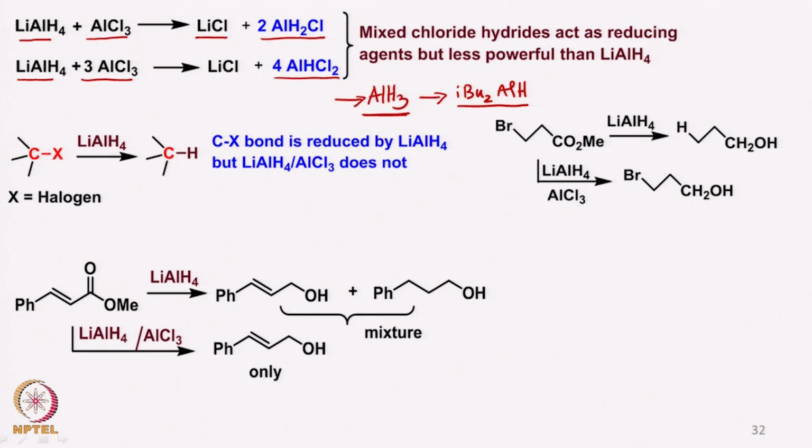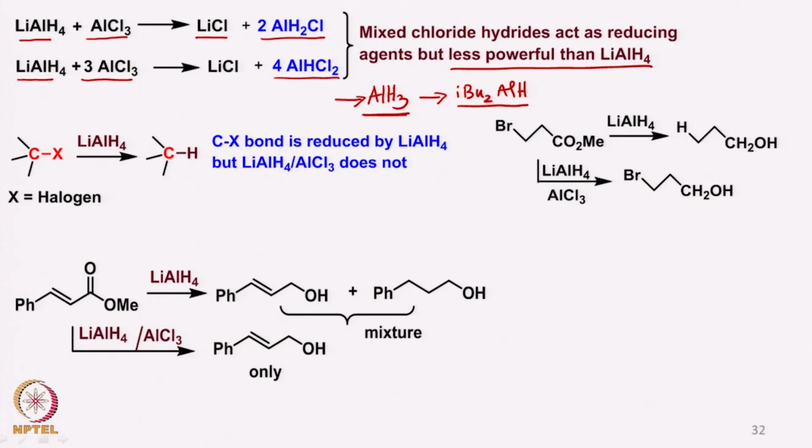one hydrogen. And these mixed chloride hydrides act as reducing agents, but because of the electronegativity of the chlorine, the electron density is being pulled towards the chlorine, and therefore the hydride nature of these mixed chloride hydrides is somewhat less, and therefore it is a less powerful reagent than lithium aluminum hydride, obviously because of the electron withdrawing nature of the chlorine that is attached to it.